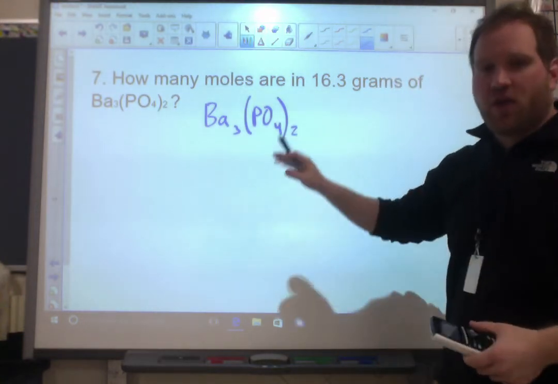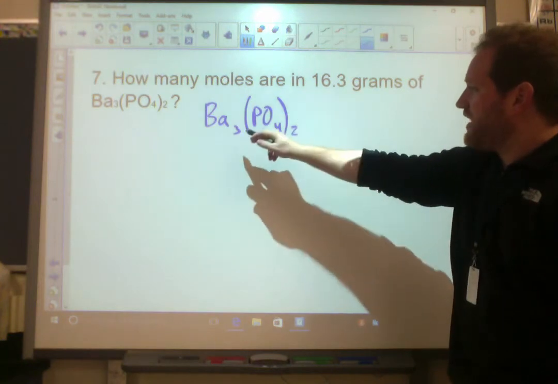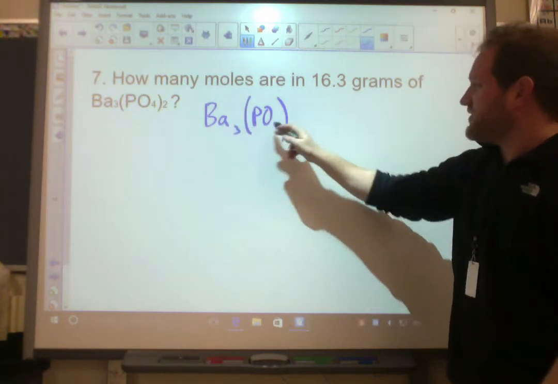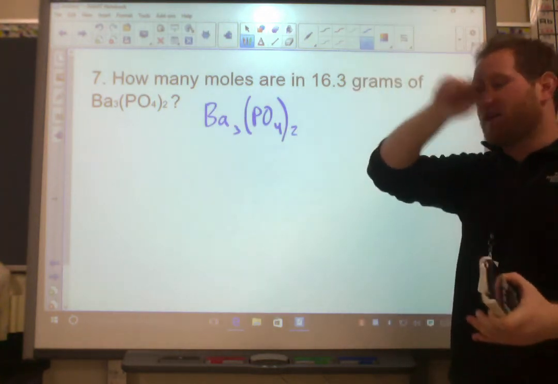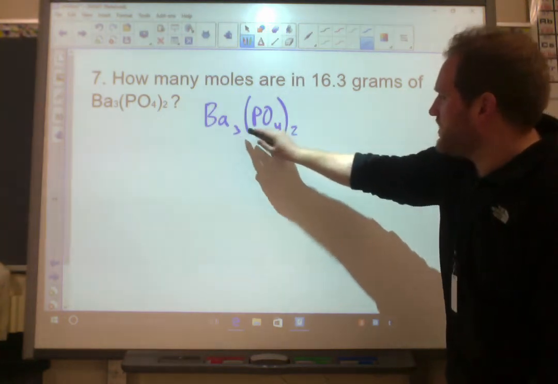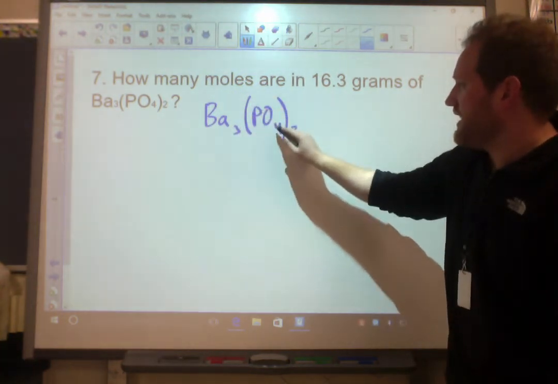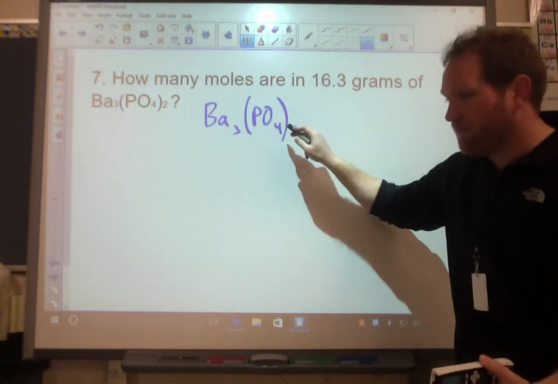Now, you have to make sure you know how many atoms are in this formula. Okay? So for barium, we have 3. It's simple, barium 3. But then the parentheses has a 2 outside of it. So it's sort of like in math. When there's a 2 outside the parentheses, you distribute that 2 into it. What this means is that you have 3 barium atoms, 2 phosphorus atoms, and 8 oxygens. Notice we have O4, but it's 2 of them.